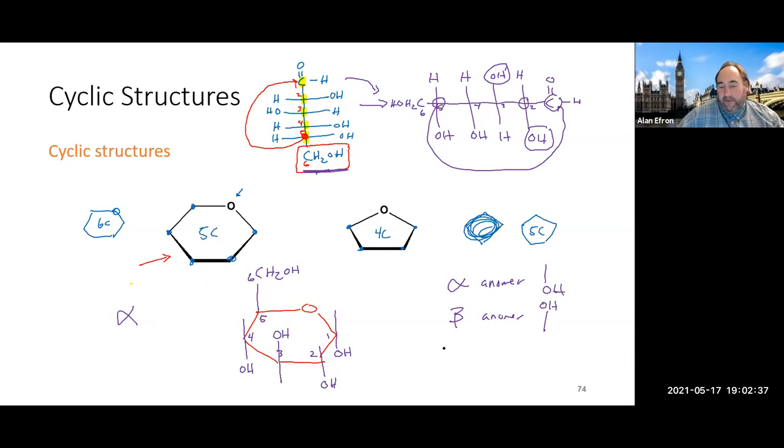If we wanted to do the beta, it would look exactly the same, except that that last OH group would go up. Any questions on that right there? This would be OH, and that would be our beta. So that is the only difference, and they usually will tell you which one you should draw. Any questions on that there?